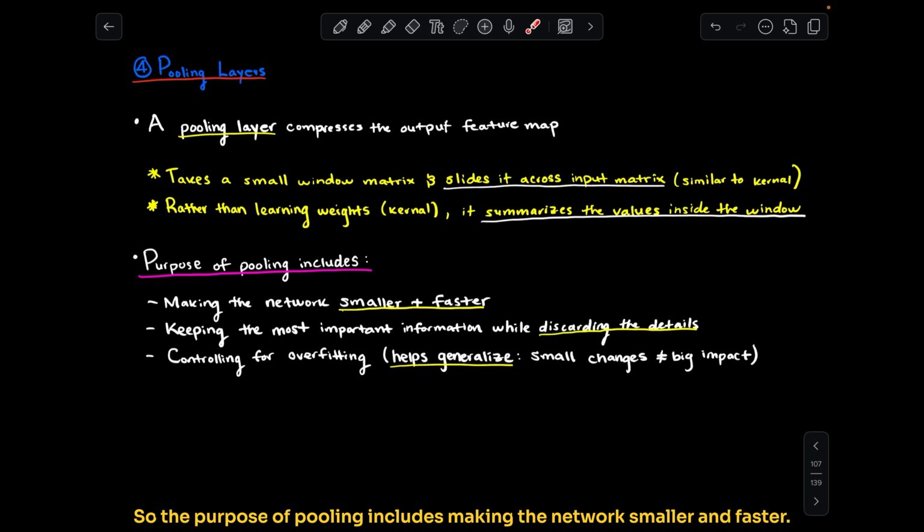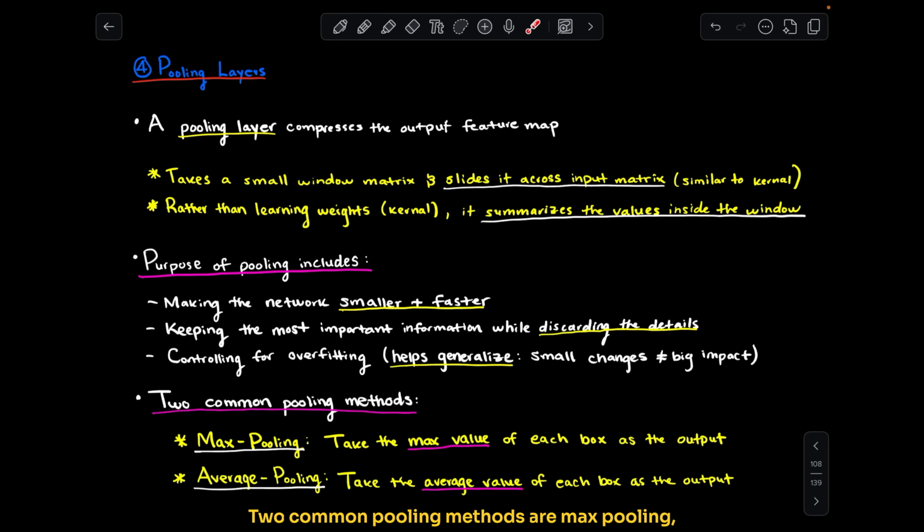So the purpose of pooling includes making the network smaller and faster. It keeps the most important information while discarding the details, and it controls for overfitting, where it helps to generalize such that small changes do not make a big impact to our learning. Two common pooling methods are max pooling, which takes the max value of each box as the output, and average pooling, which takes the average value of each box as the output.